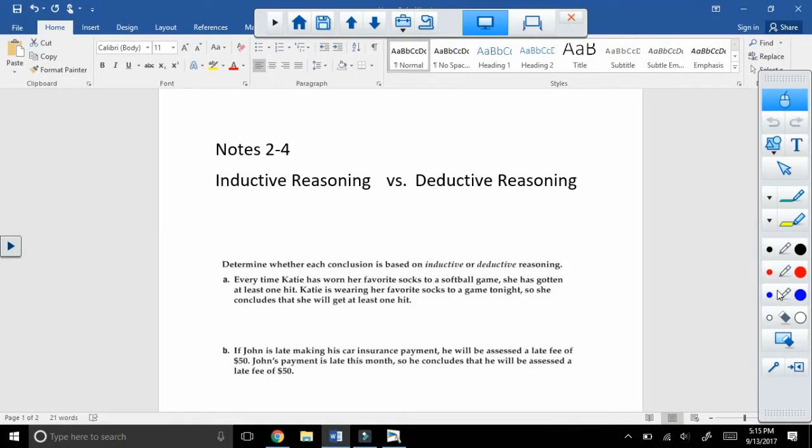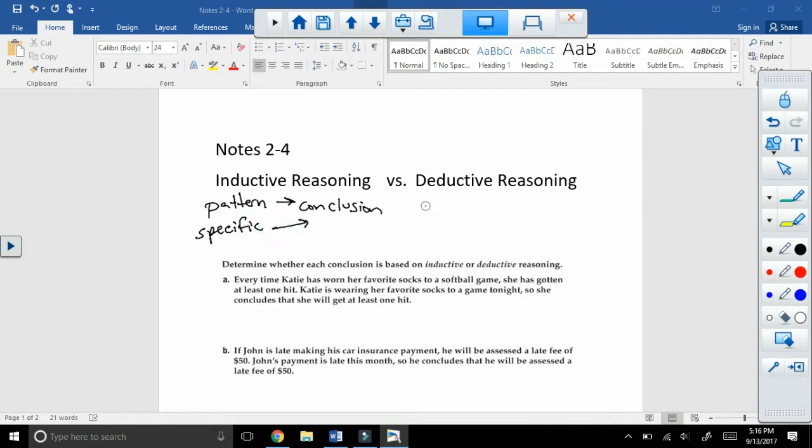Okay, in lesson 2-4, we're going to start to look at inductive and deductive reasoning. For this one here, I just want to show you what the difference is. So inductive reasoning is what we talked about the other day, where you have a pattern, and you take that pattern and you make a conclusion that you notice about that. So you take very specific things, and you draw the conclusion from those specific things.